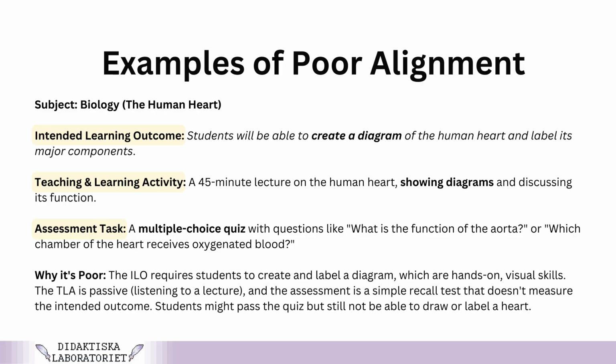I could show my students diagrams and we could discuss the different functions of the heart. And then eventually I could have a standardized test, for example, a multiple choice quiz with questions about the topics that I discussed. And the reason why this could be a poor example of alignment is that the intended learning outcome says that I want my students to be able to create a diagram, including the different parts of the heart, which is a hands-on sort of skill.